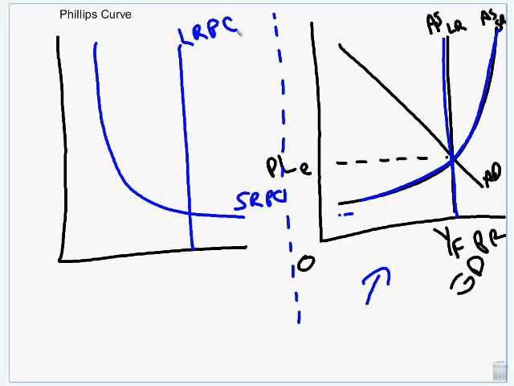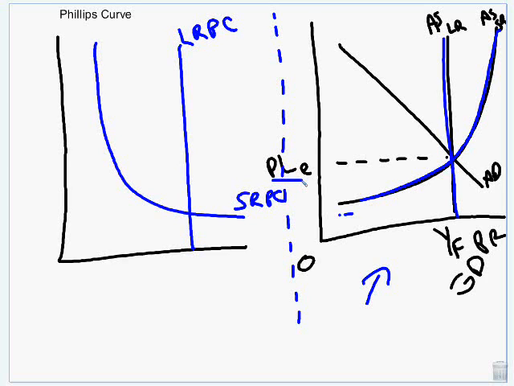Well, what does the Phillips curve even talk about? Well, it talks about the relationship of inflation to unemployment. Well, we have that over here on an aggregate demand and aggregate supply curve. First of all, what is price level? Well, price level is a proxy for inflation.